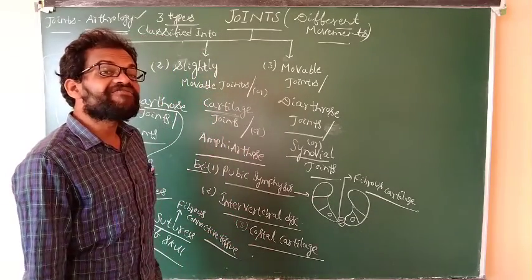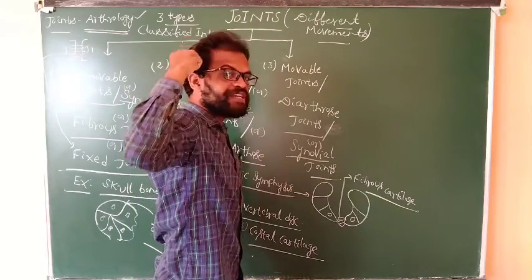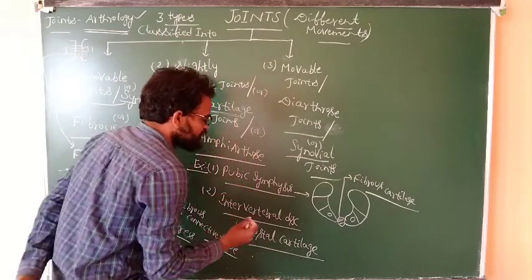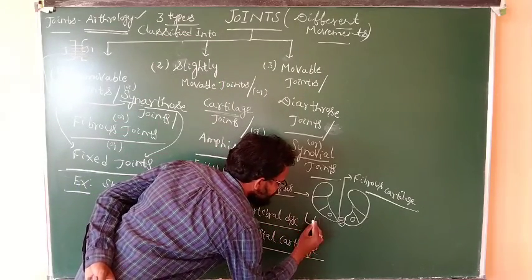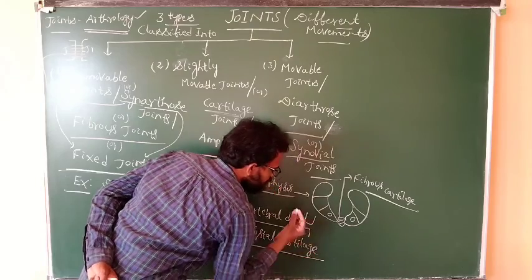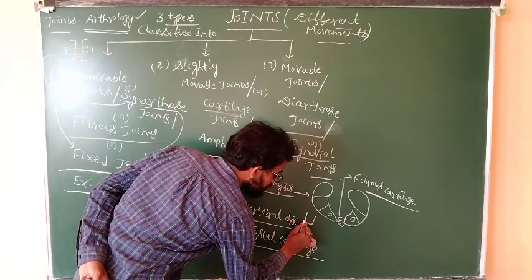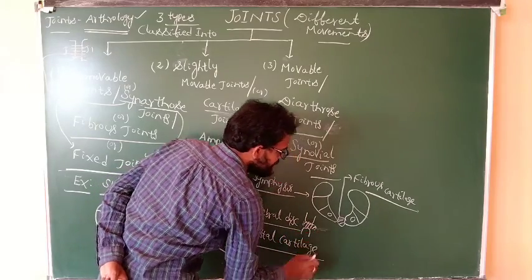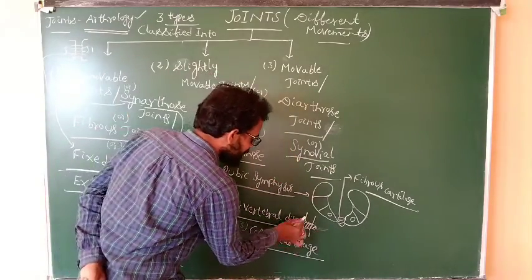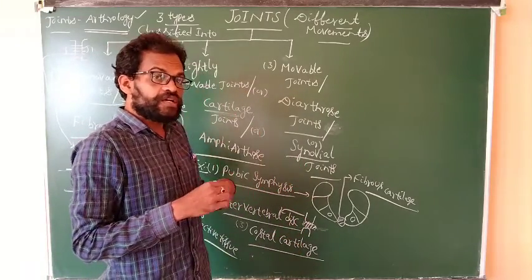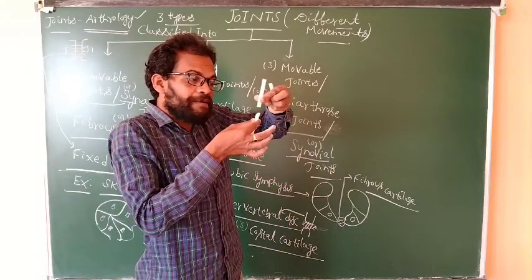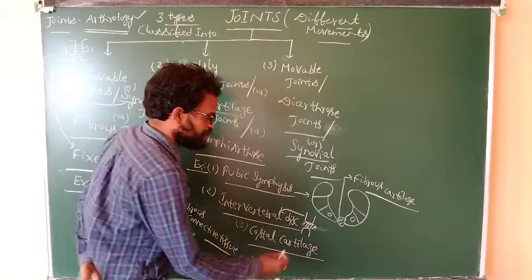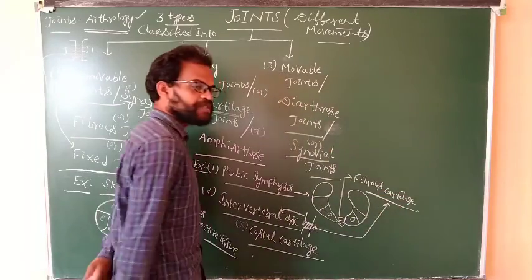Coming to the intervertebral disc, the vertebral column consists of 26 bones. Each vertebra is joined to the next with the help of an intervertebral disc. Each disc is made of fibrous cartilage. It is also fibrous cartilage.